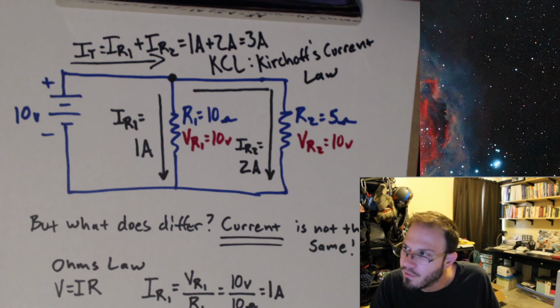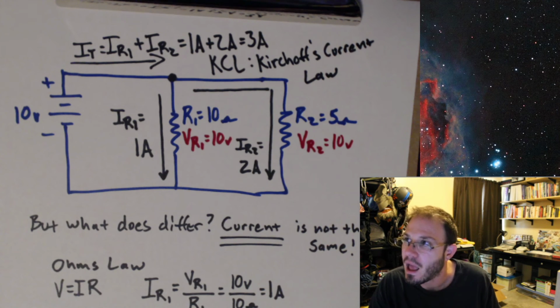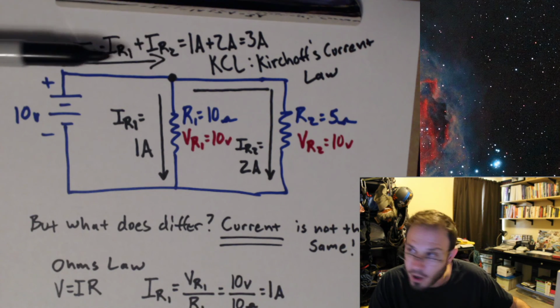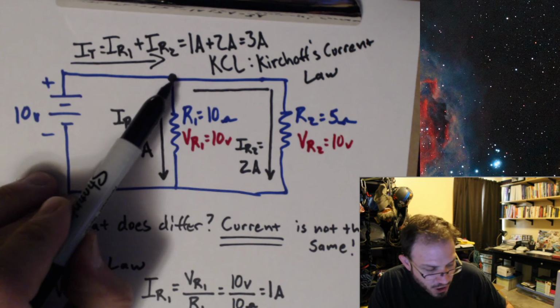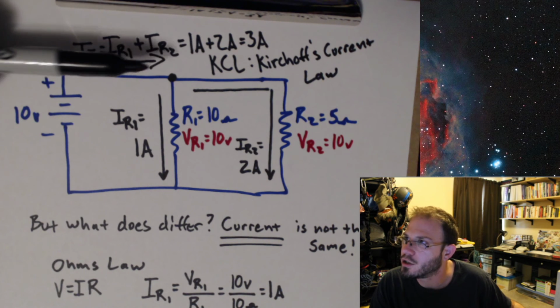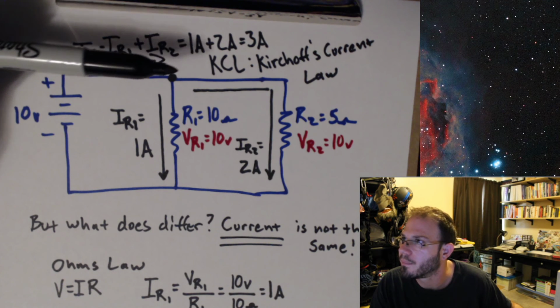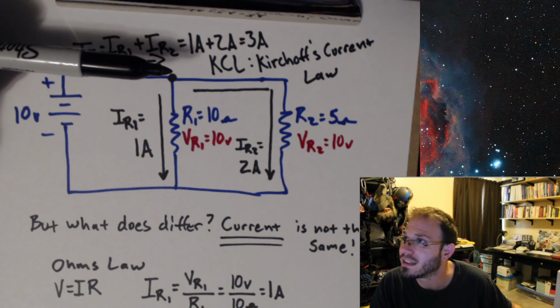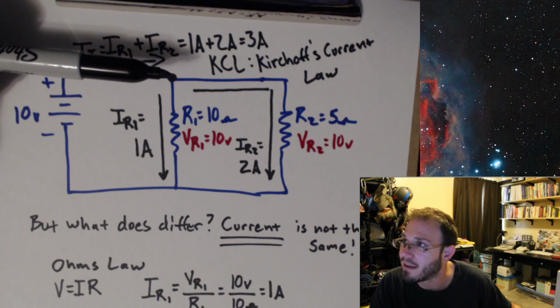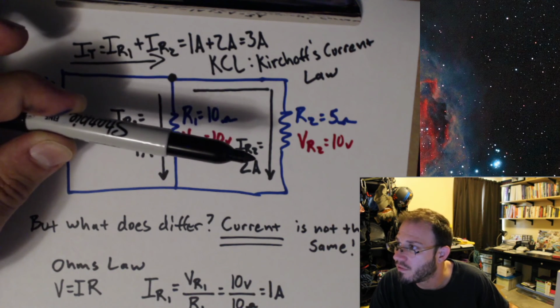states that the sum of all currents entering a node must equal the sum of all currents leaving that same node. Okay, I'm going to write that out in a second, but I'll say it again. The sum of all currents entering a node, and by node I mean some junction that has multiple wires connected to it. So the sum of all currents entering a node, which in this case is only IT for total current, must equal the sum of all currents leaving that same node. In this case, I have two currents leaving this node, IR1 and IR2, and the sum of them is just IR1 plus IR2.